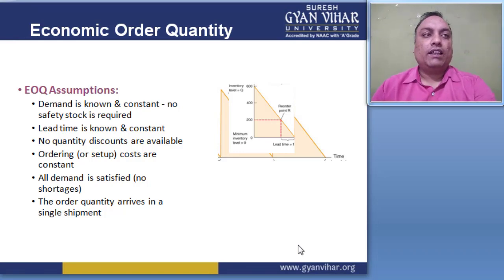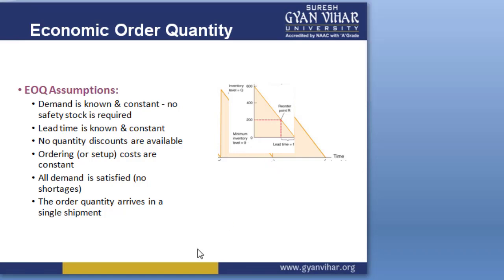In this graph, the x-axis shows time, and the y-axis shows the order quantity, how much you want to order for the consumer. This point shows the reorder point. And this is the minimum inventory level equal to 0, and this 0 shows the minimum inventory level case. So move to the next slide.